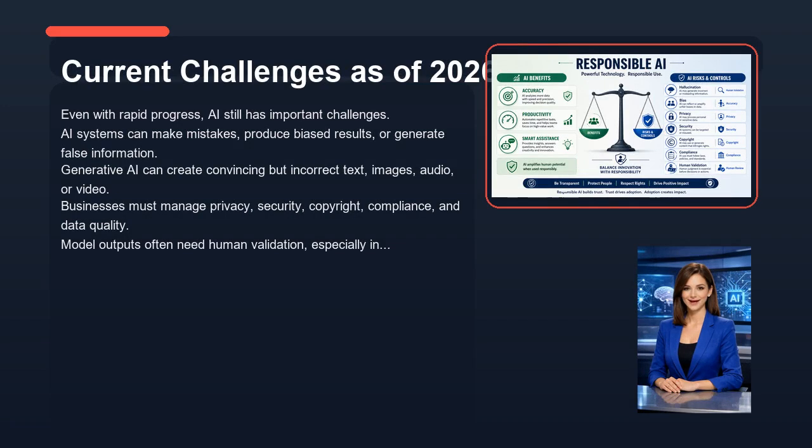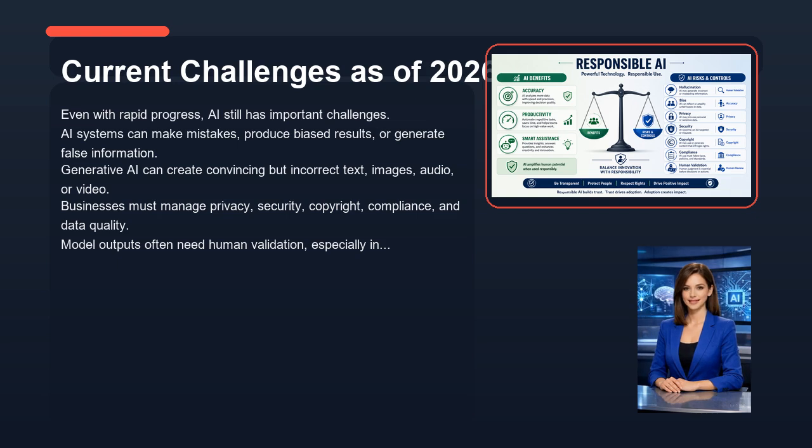Now let's look at current challenges as of 2026. Even with rapid progress, AI still has important challenges. AI systems can make mistakes, produce biased results, or generate false information. Generative AI can create convincing but incorrect text, images, audio, or video.